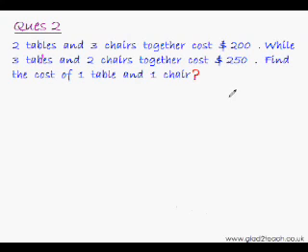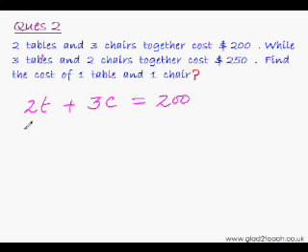So now let me do it. So like always, let the cost of one table be x and one chair be y. Rather, we can use the alphabets T and C in place of x and y. So let the cost of one table be T and cost of one chair be C. So 2 tables and 3 chairs together cost $200. So our first equation would be 2T plus 3C equal to 200. And similarly, the second equation would be 3T plus 2C equal to 250.